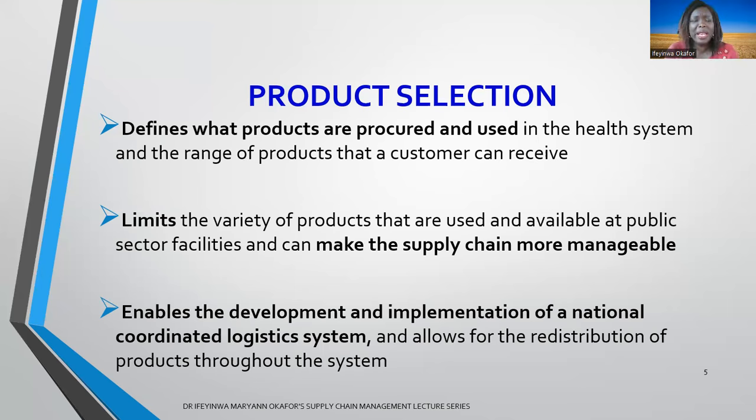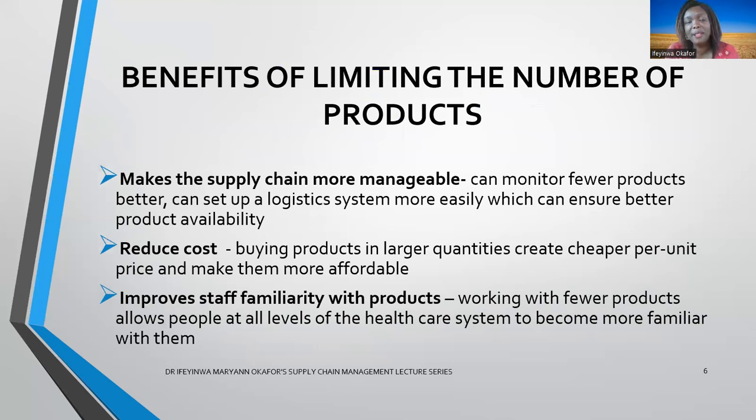Product selection also enables the development and implementation of a national coordinated logistics system and allows for the redistribution of products throughout the system.